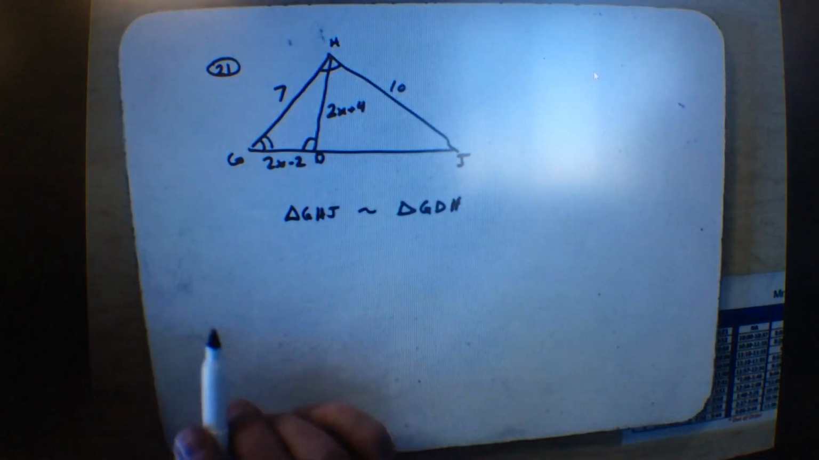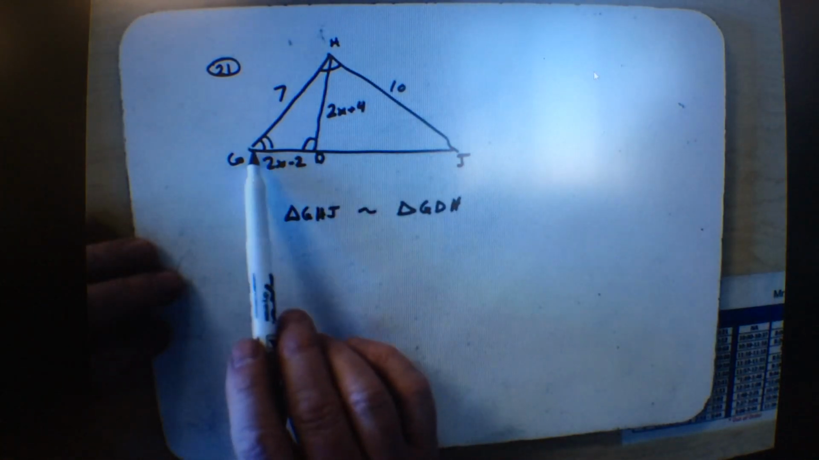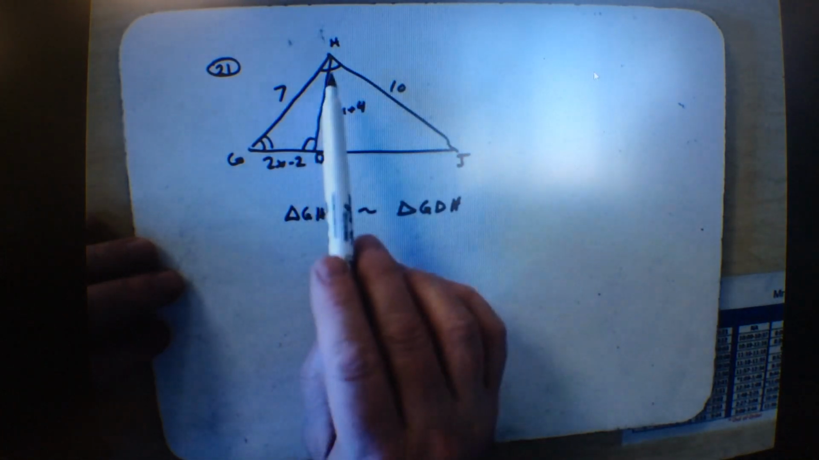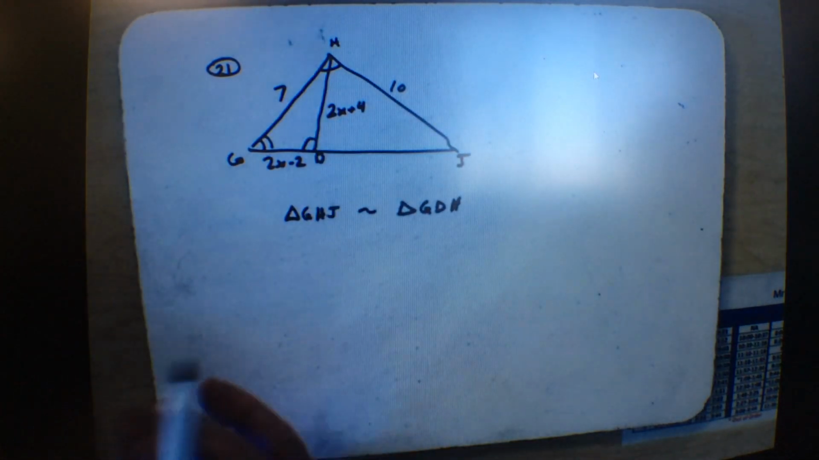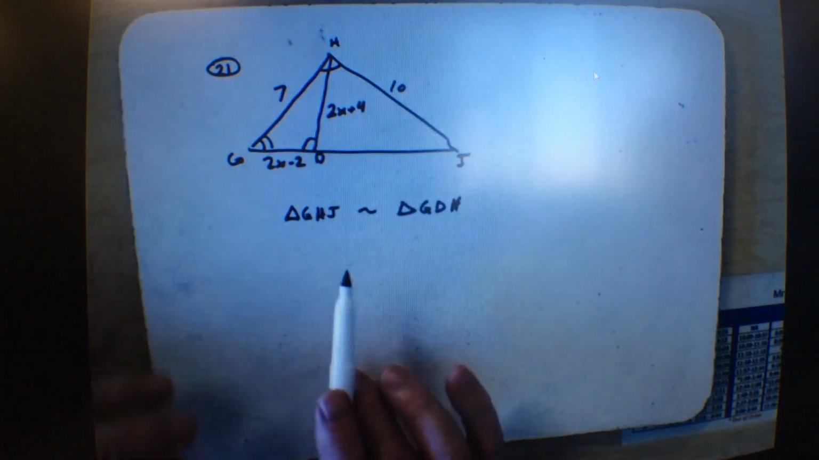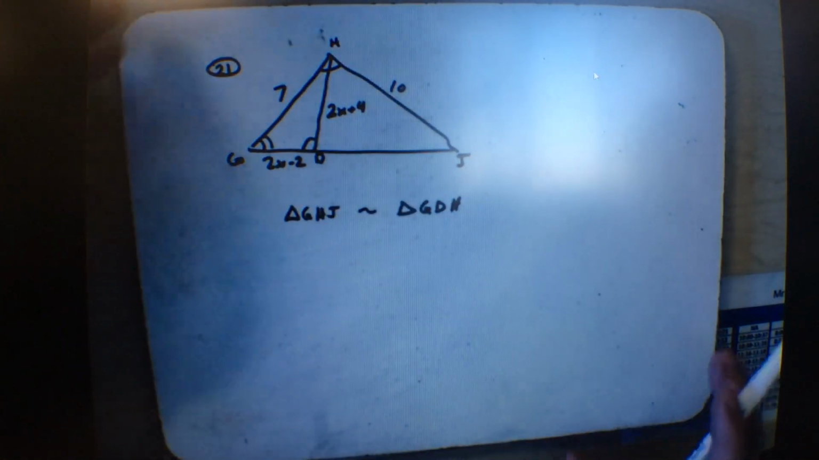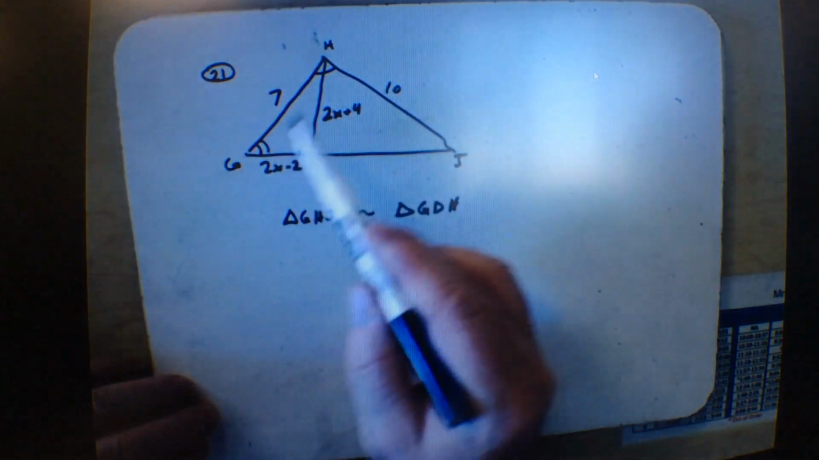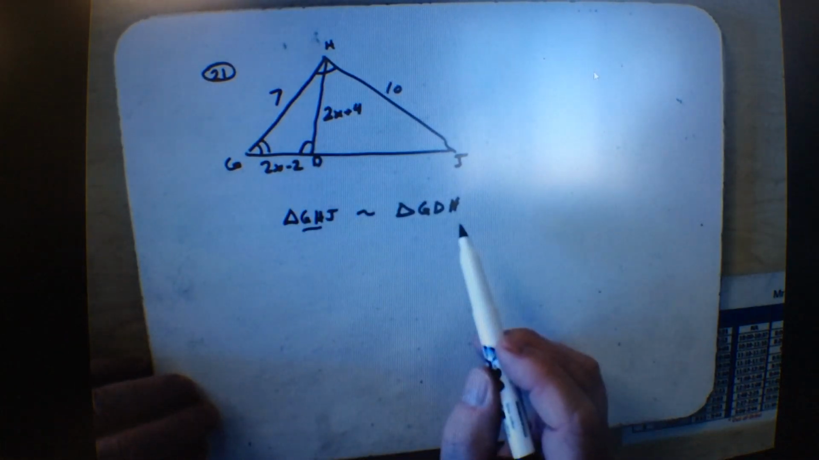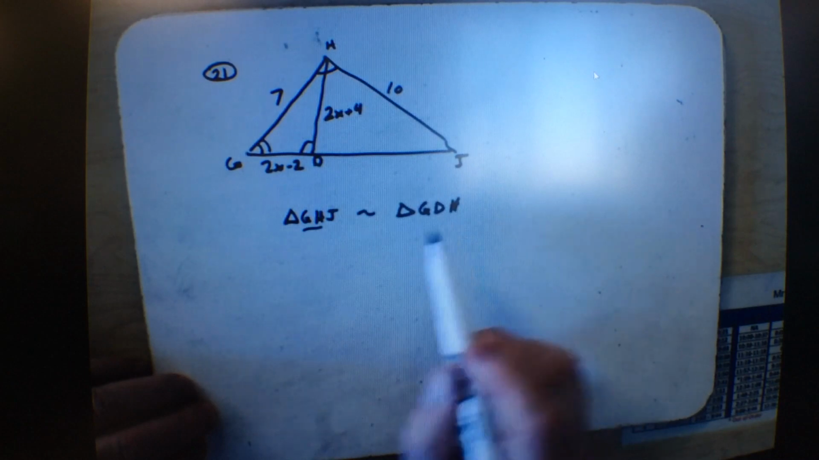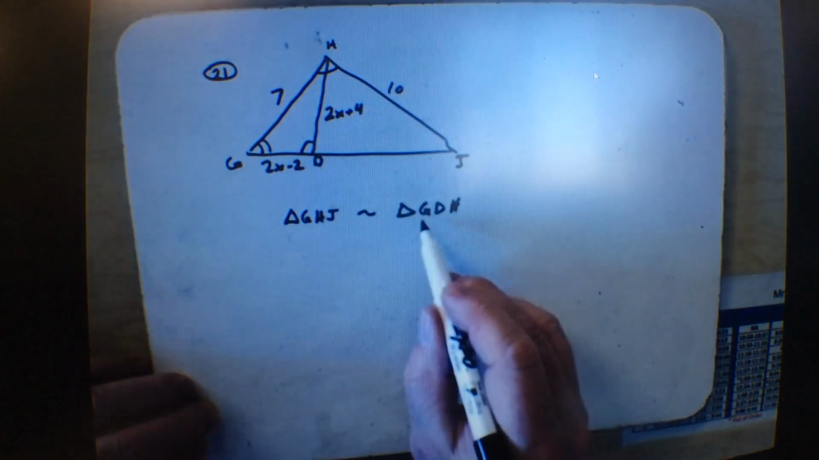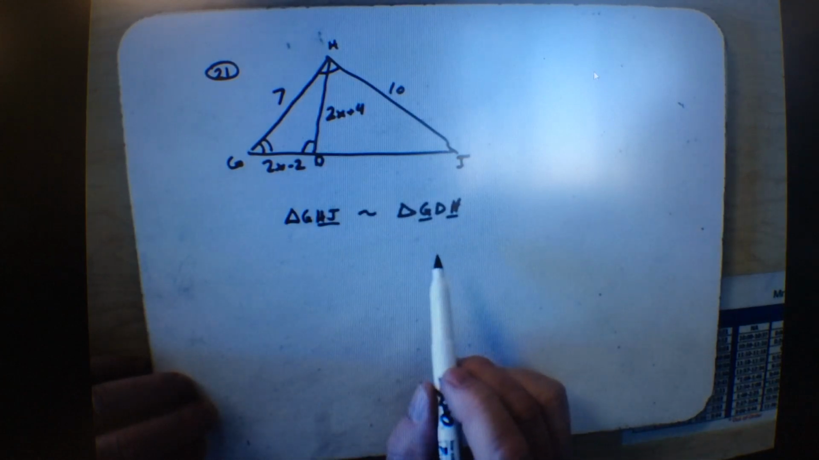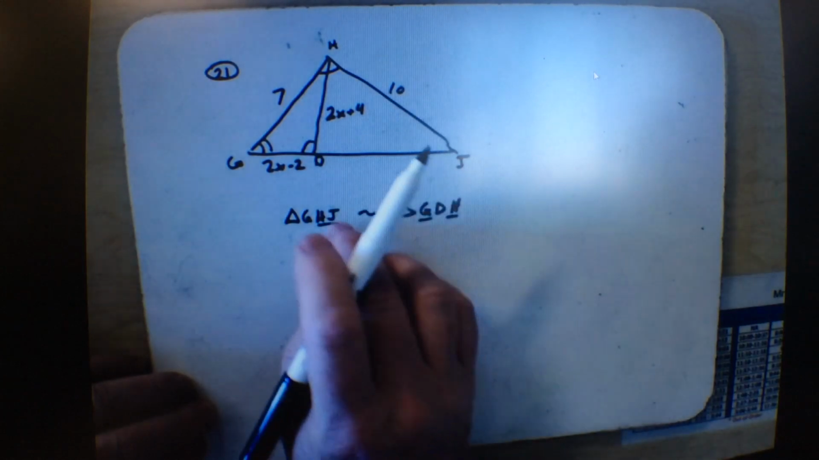Let me go through that again, because it kind of got twisted around there. GHJ matches GDH. It's kind of twisted. What that does is help us write a similarity statement. The 7, GH, matches HJ. Whoops, GH, sorry, matches HJ. Is that right?